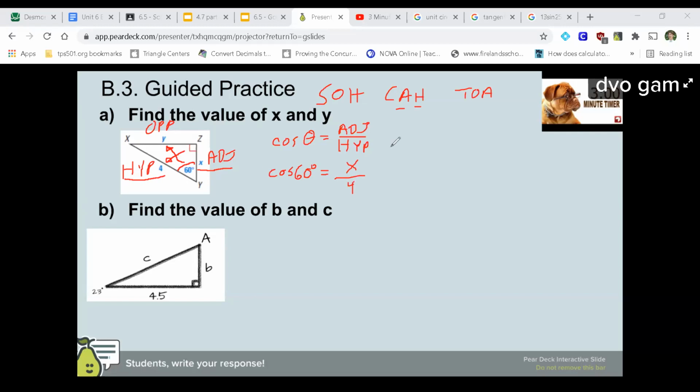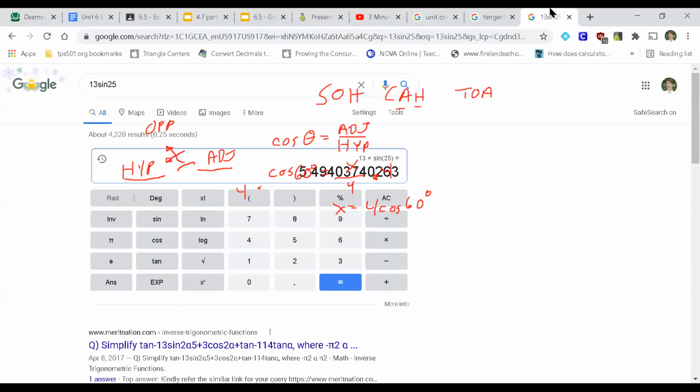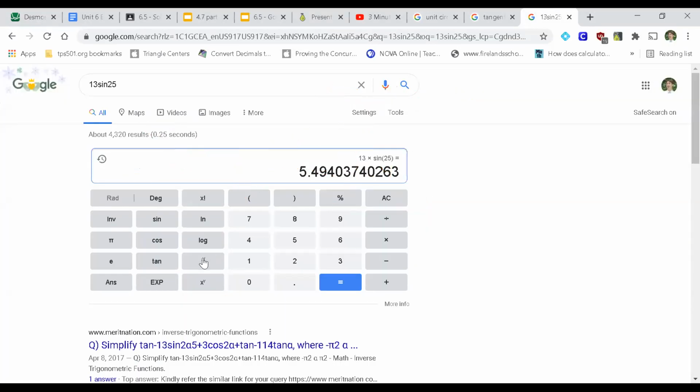To solve this for x, we need to get rid of the divide by 4. And the opposite of dividing by 4 is multiply. So x will be 4 times the cosine of 60 degrees, which, if we type into our calculator, make sure it's in degree mode, 4 times the cosine of 60 is 2.